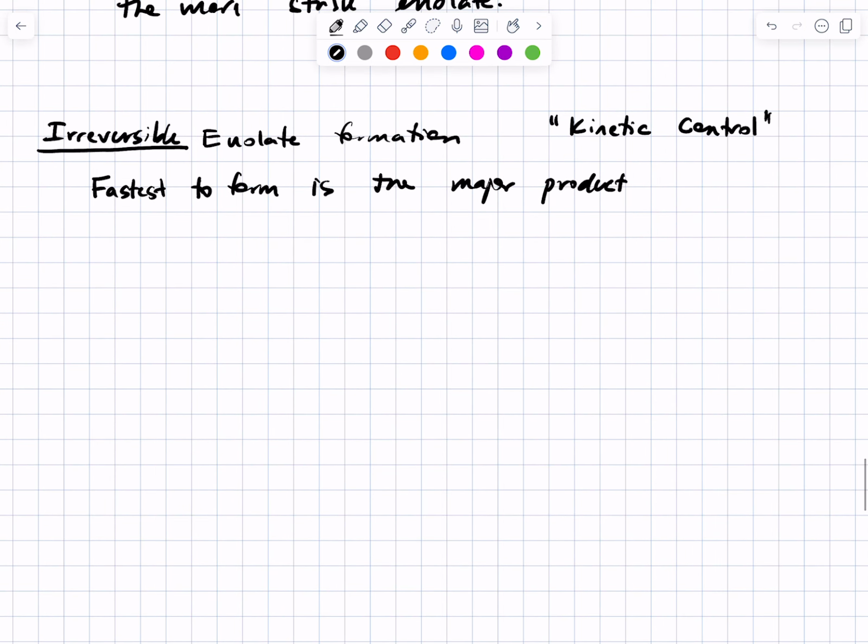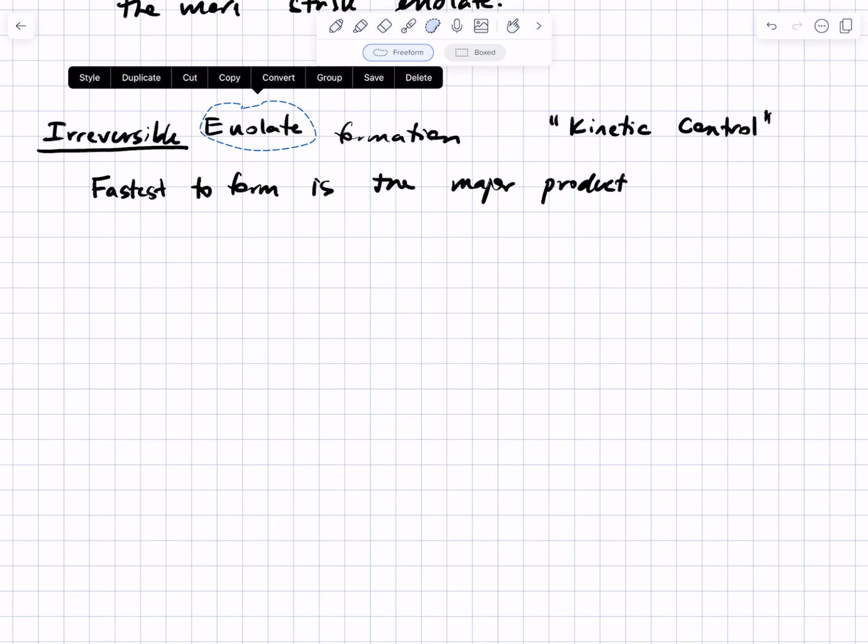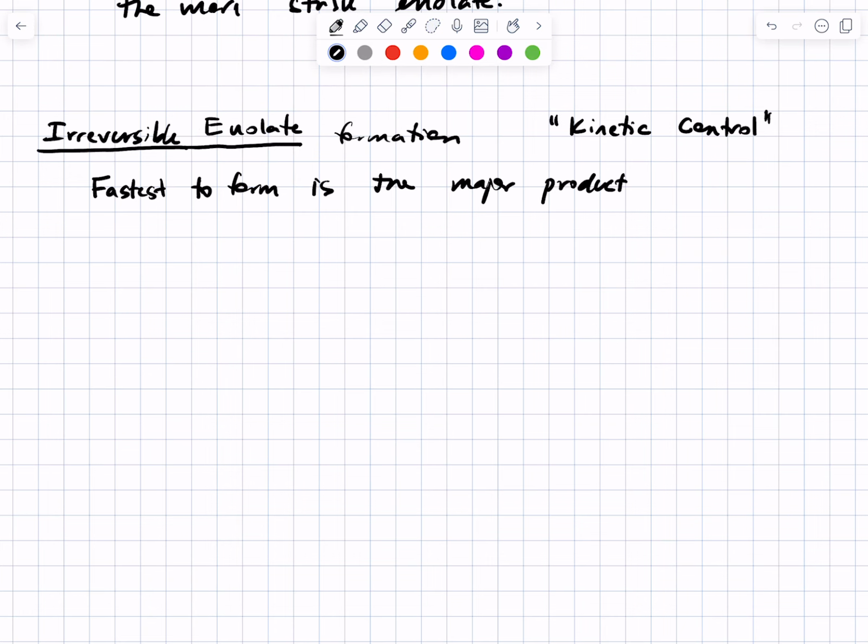So let me give you some examples of irreversible enolate formation. And there's nothing magic about irreversible enolate formation. You simply have to choose a base that can quantitatively, or 100%, deprotonate the alpha carbon. So again, this is going to be a pKa issue. We're going to want to choose a base that's strong enough to make 100% enolate and do so irreversibly.